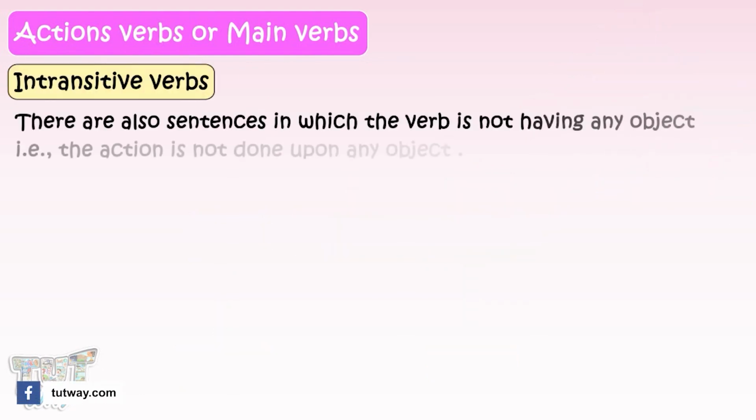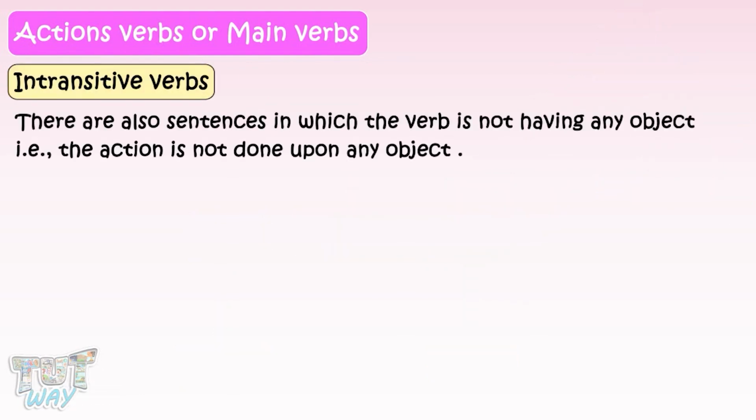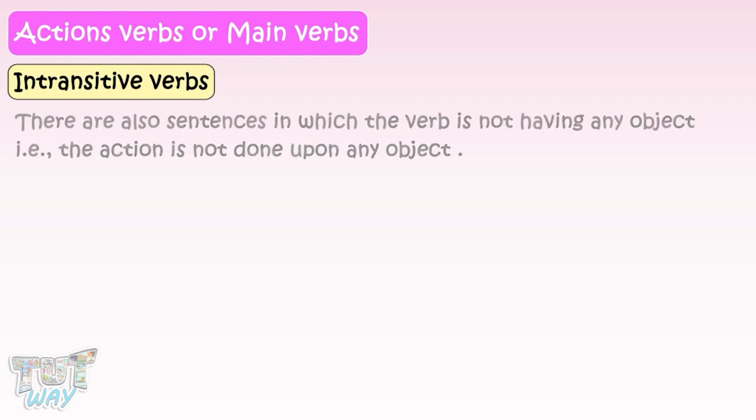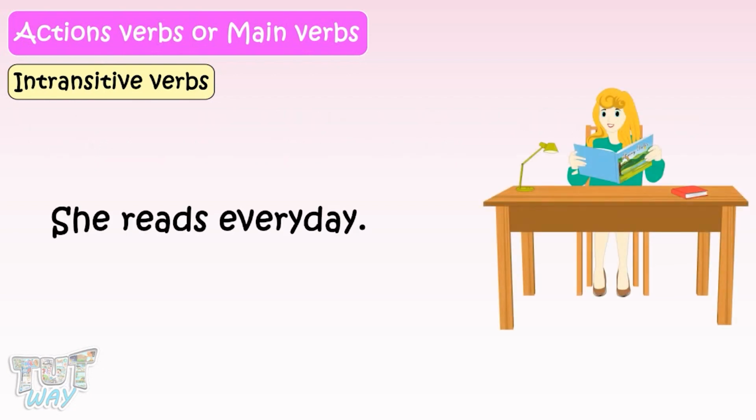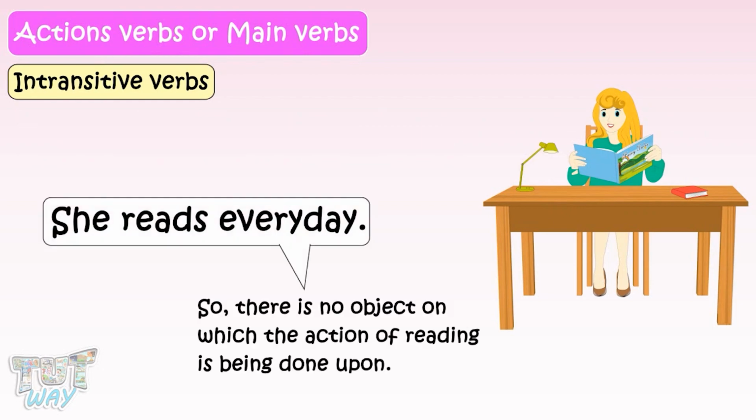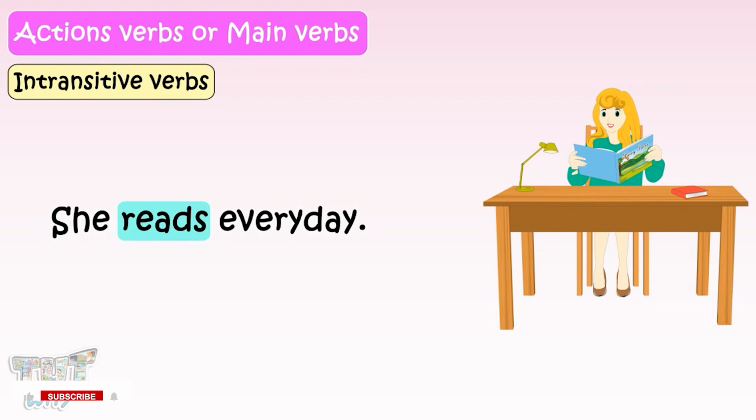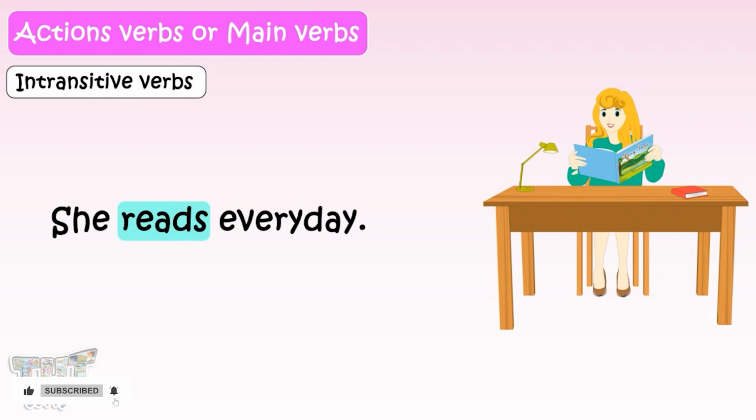There are also sentences in which the verb is not having any object. That is, the action is not done upon any object. For example, she reads every day. So, there is no object on which the action of reading is being done upon. Such verbs are called intransitive verbs.